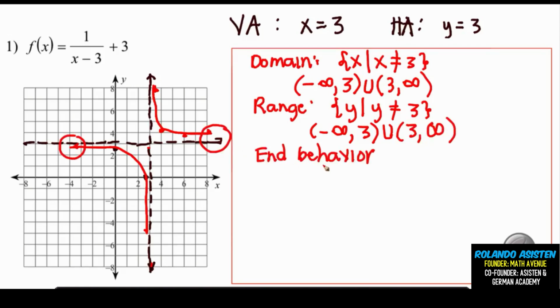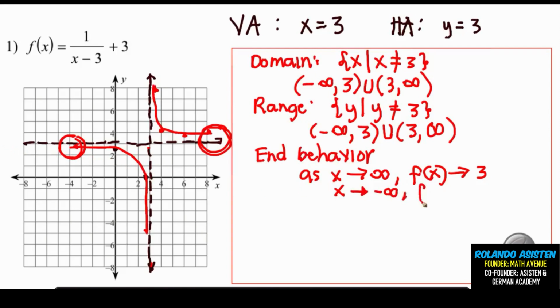The end behavior is the behavior of the graph at these ends. We have two ends. So what happens to the graph here? As x approaches positive infinity, the function f of x, which is the value of the y, is getting closer and closer to the horizontal asymptote y equals 3. So this is also approaching that horizontal asymptote 3. And at the other side, as x approaches negative infinity, that means you are going to the left, going this way, the function also is approaching positive 3.